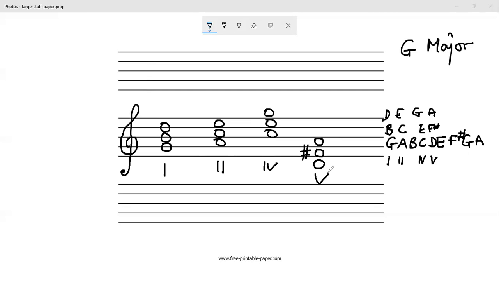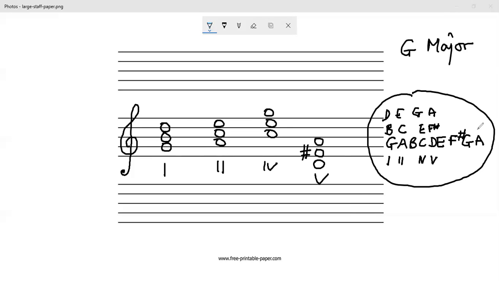So whatever key you're in, all you would do if you wanted to work out the chords of 1, 2, 4, and 5, write the scale out of that particular key and build the notes up like I've done over here. Just remembering any sharps or flats, make sure you get the right sharps or flats, and you'll be able to work out the chords of 1, 2, 4, and 5.